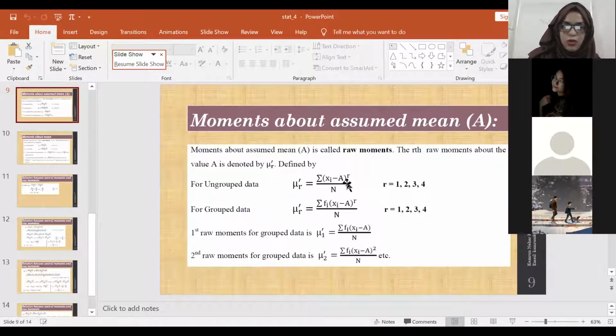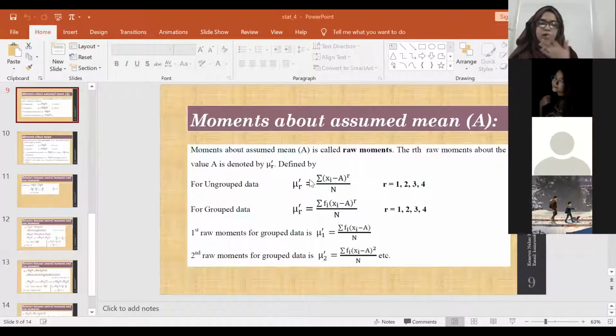Okay, that was the raw moments definition. You see, there was an assumed mean, and we don't know what the assumed mean could be. We can just take it. So we'll use a different formula for calculating this one. It will be easier to use this formula to calculate. So we are going to use this formula instead of that formula.